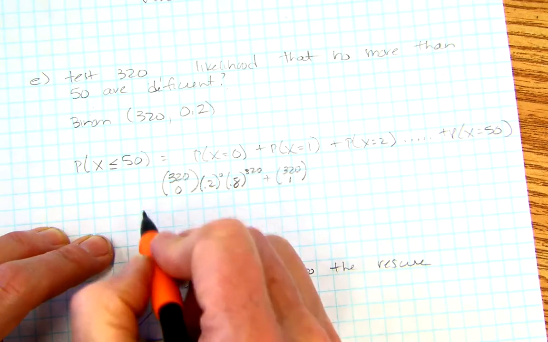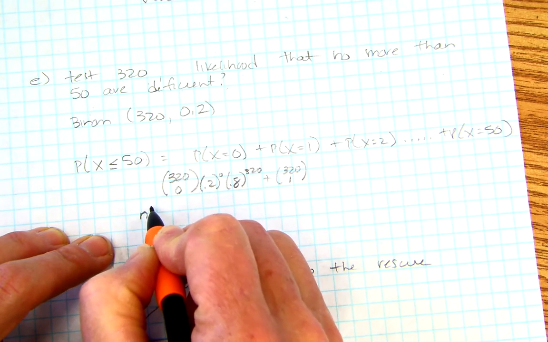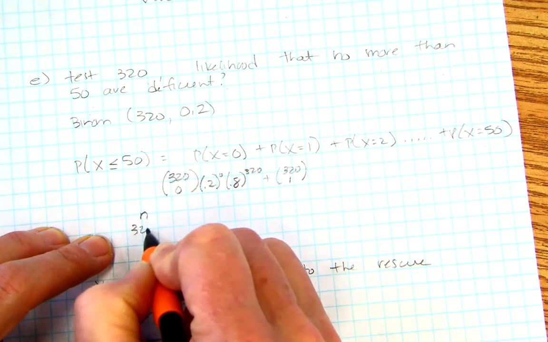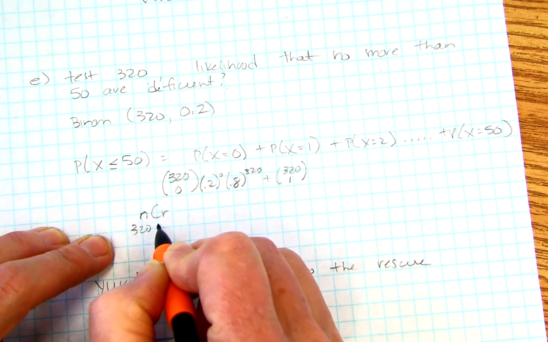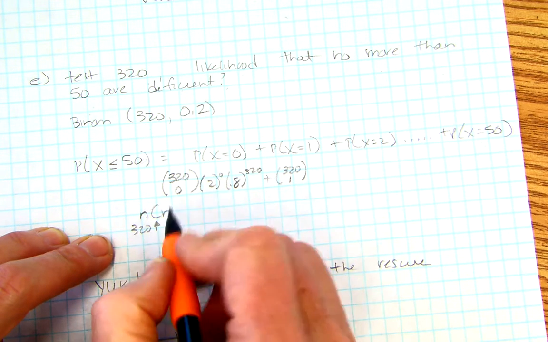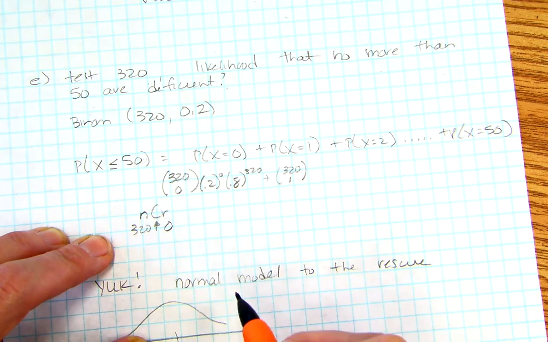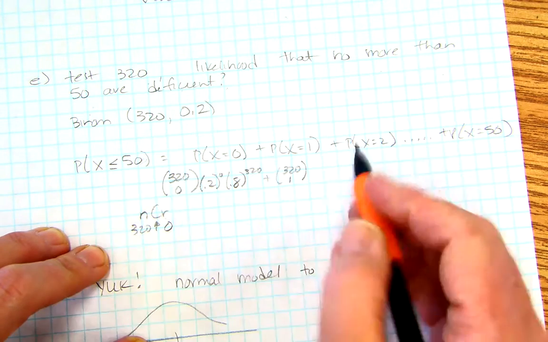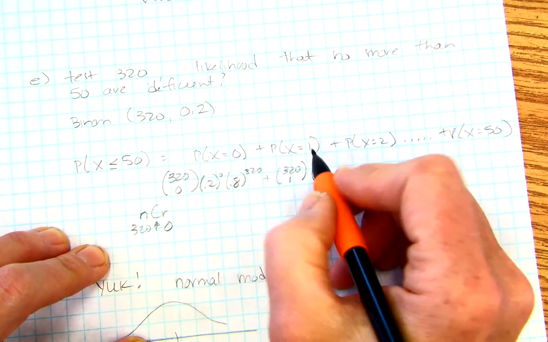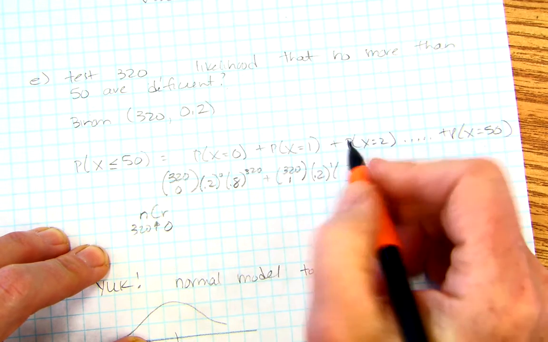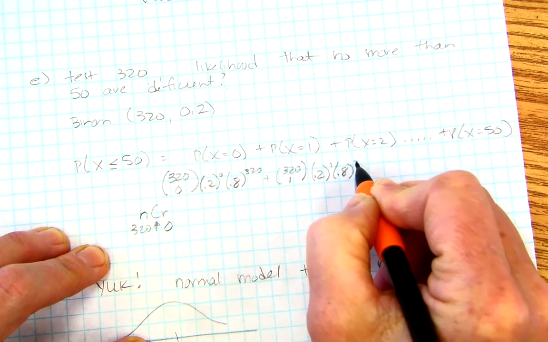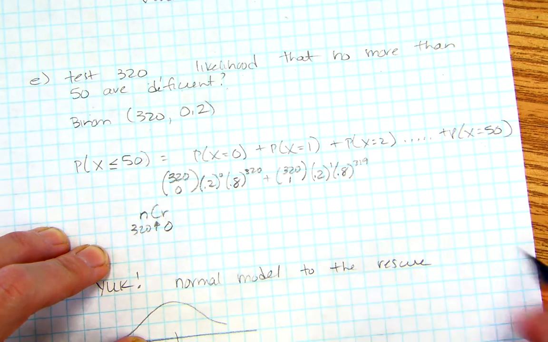How many ways can only one of them be deficient? That would be 320. And again, in your calculator, that'd be N. N would be your 320. nCr, 320, then you'd hit this button and 0. Sometimes we say 320, choose 0, and that'll return the number of ways this can happen. So again, in this case, 1 would be successful, and then 319 would be failures.